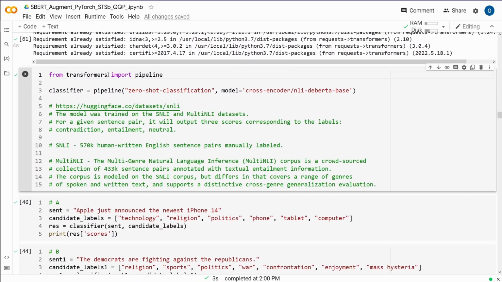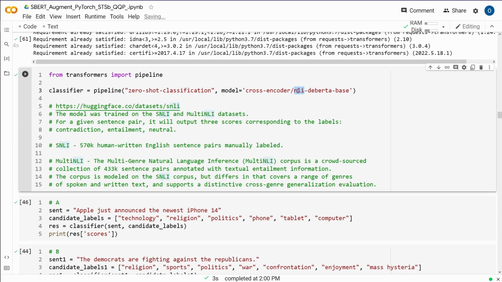And as you see, it is so easy. From the transformers, we import our pipeline. And from the pipeline, we say, okay, the task is a zero-shot classification. And then we choose a model. And you will not believe it. We choose a cross-encoder as our model. And this model has been pre-trained on a specific data set.